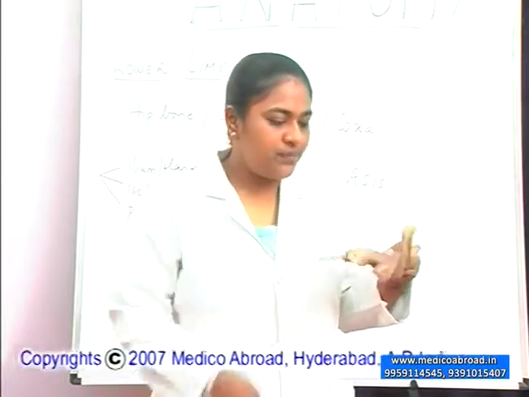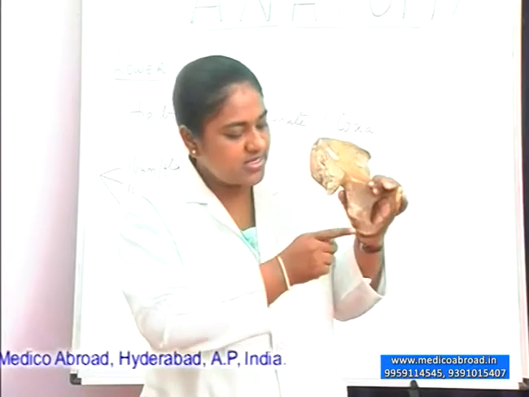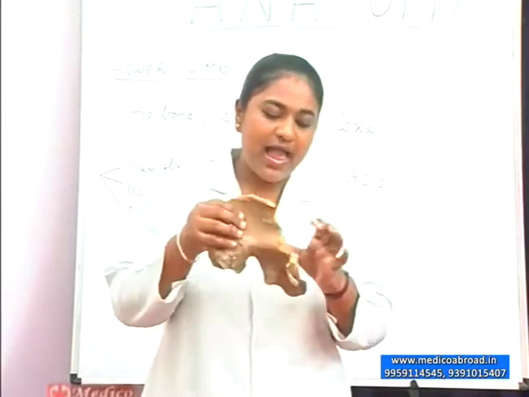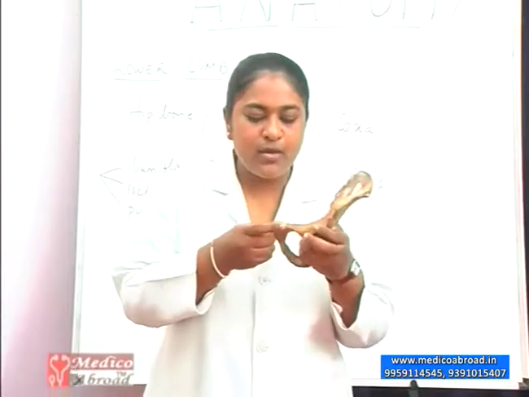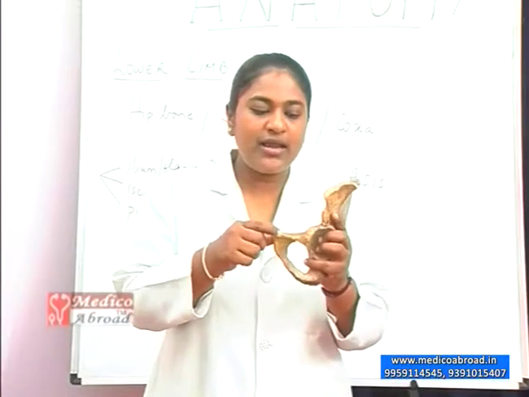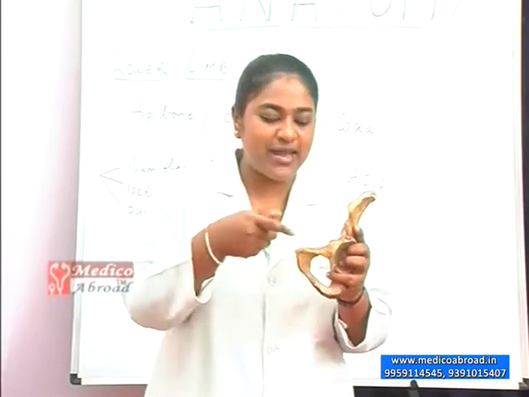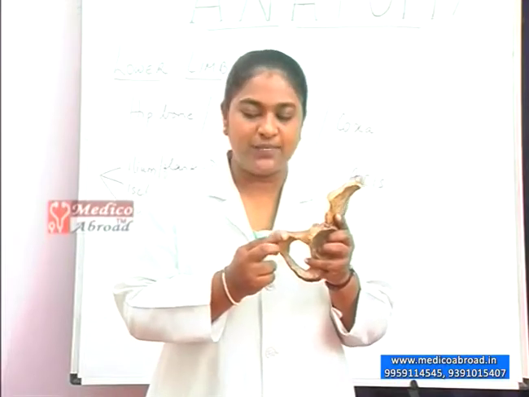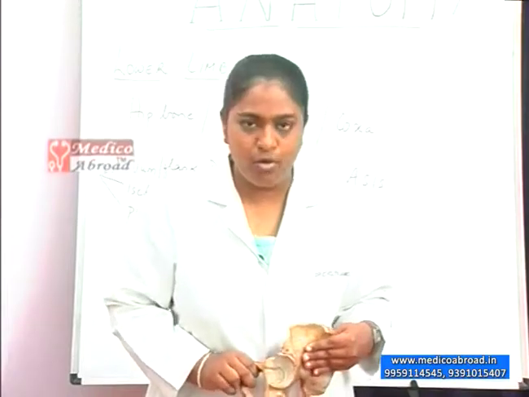Okay, now this is the ischial spine. Anteriorly here you will find the pubic tubercle. The pubic tubercle and the anterior superior iliac spine are very important landmarks which you need to remember. So these are all the important parts of your hip bone.